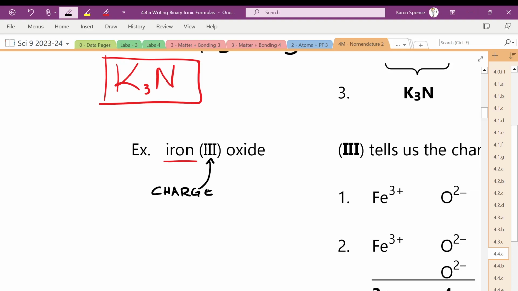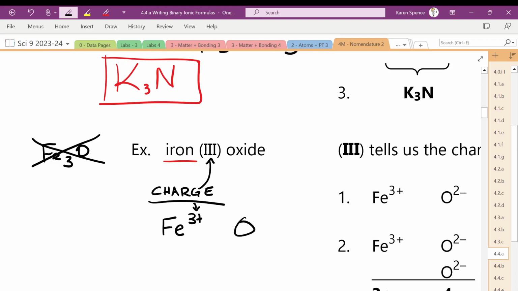charge. Don't get fooled. Do you know how many people will write this formula and they'll see iron 3 oxide and they'll be like, yeah, I'm done. Is that correct? No, because this 3 is not the number of atoms, it is the charge. So this would be wrong. If that's the charge, what it means is that we have Fe 3 plus. Okay, so the 3 tells us it's 3 plus.